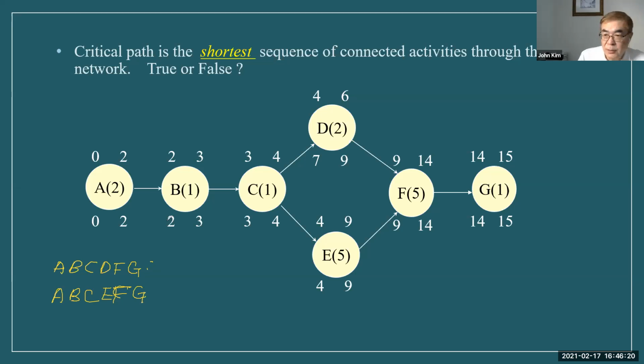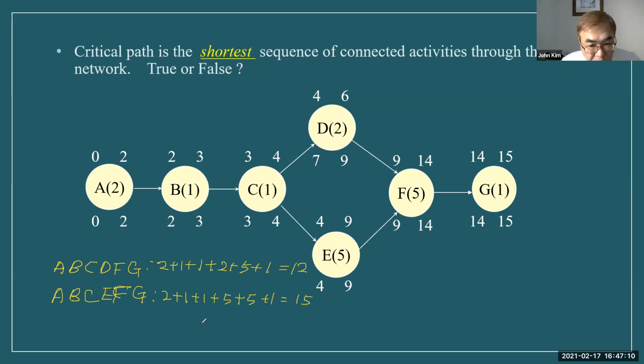Adding activity times: 2 plus 1 plus 1 plus 2 plus 5 plus 1, that will be 12. This path: 2 plus 1 plus 1 plus 5 plus 5 plus 1 equals 15.